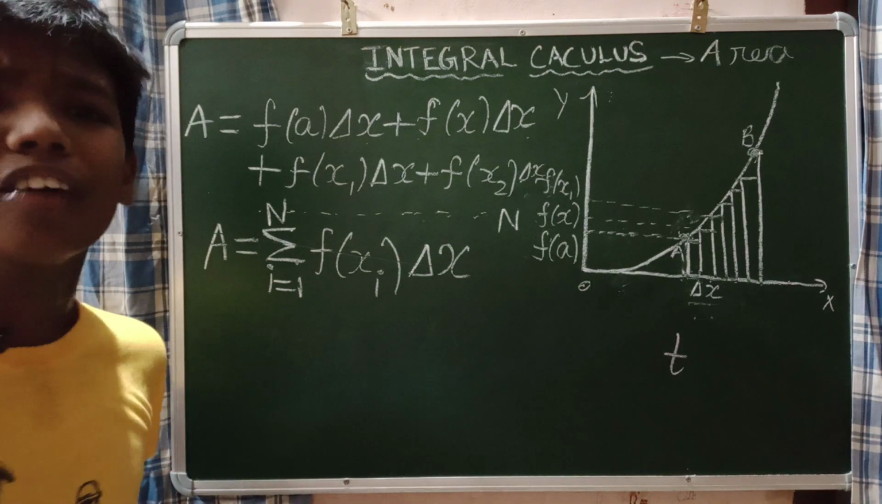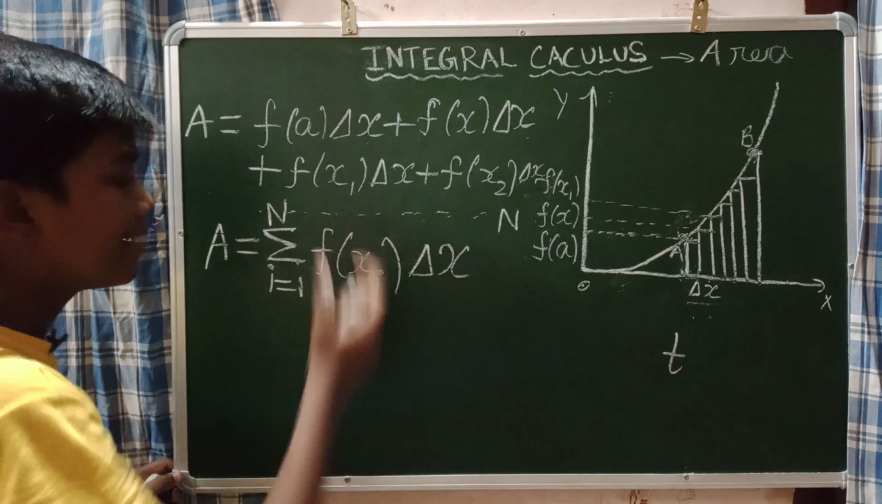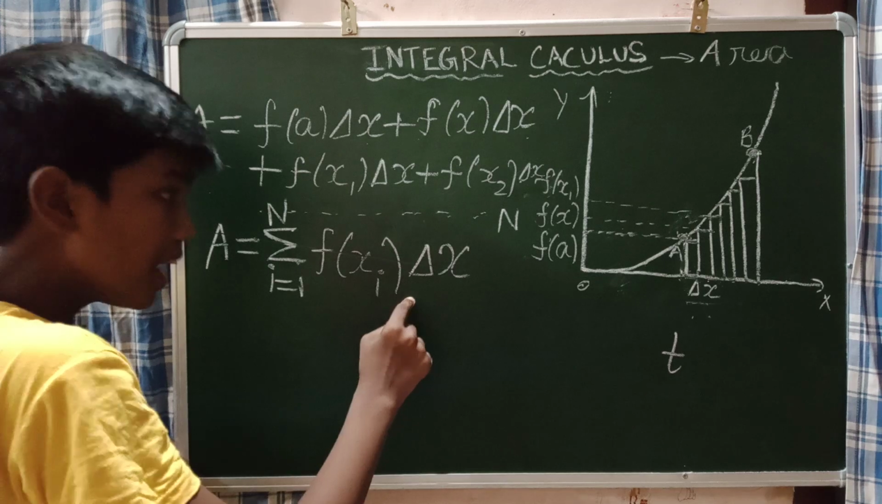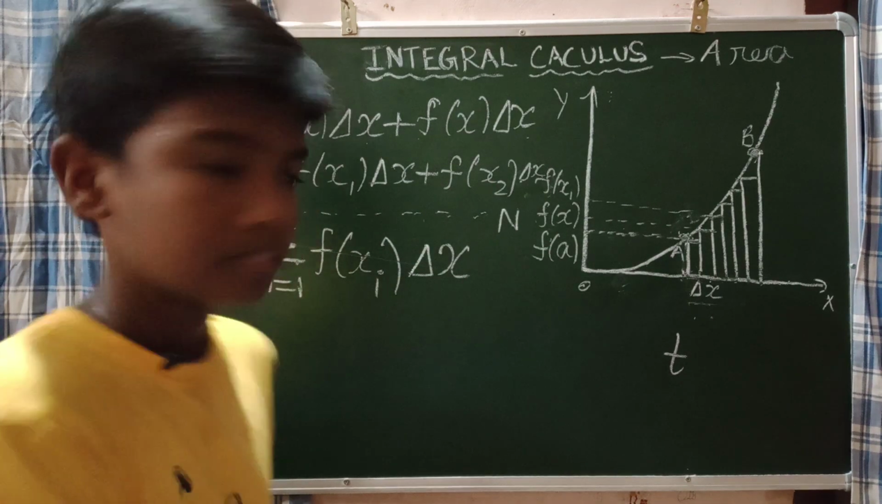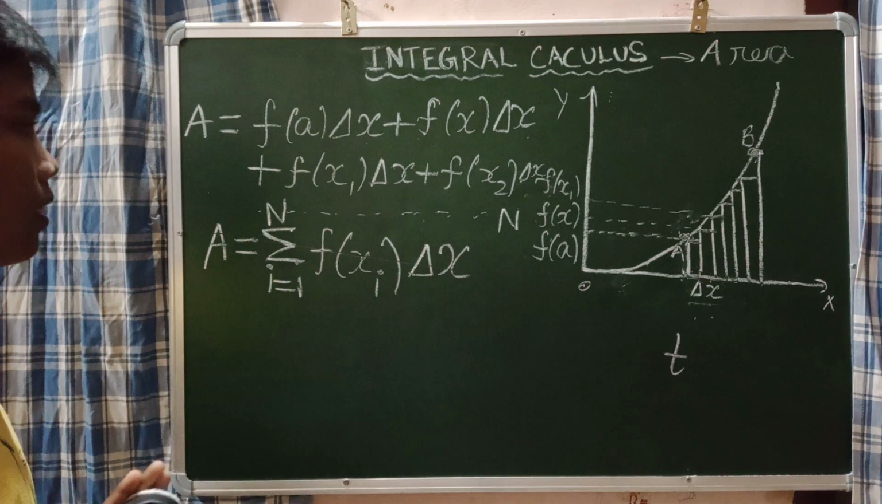When I contract, how will it be? Area is equal to the summation of the first part to the nth number of parts of f of x ith part into delta x. Please understand, this is a very important formula. So A is equal to the summation of, okay.